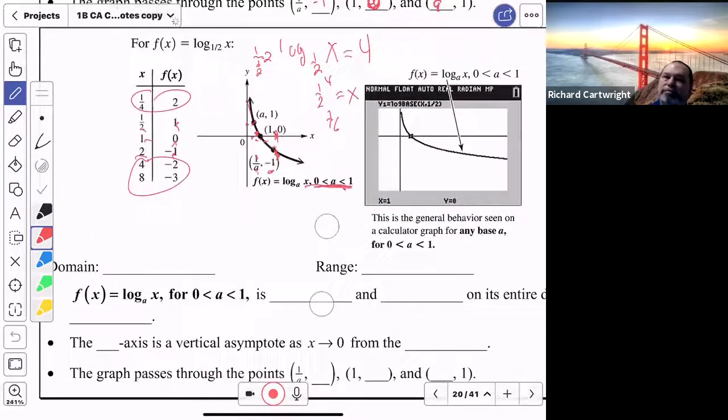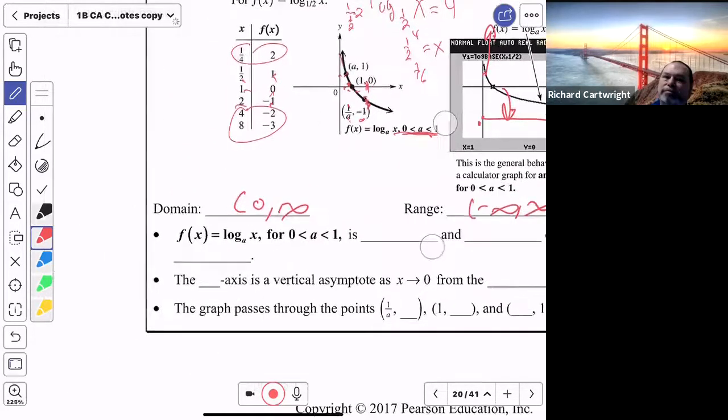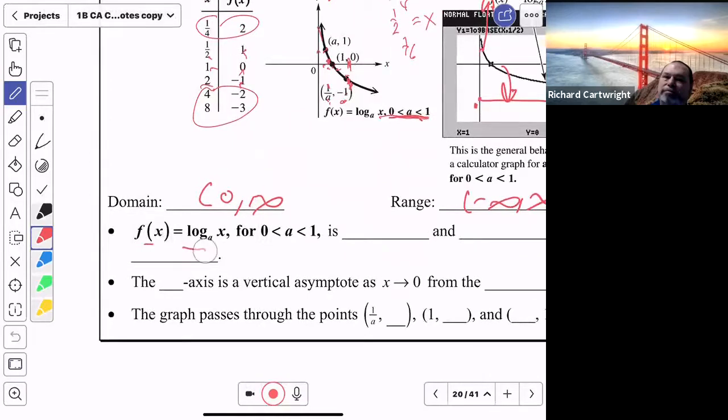And let's look at the picture. Oh, same picture. And we can say the domain is obviously from here to here, but it can't be the 0. So 0 to infinity. The range obviously goes up forever and down forever, so we say -infinity to infinity. The f of x equals log base a of x.